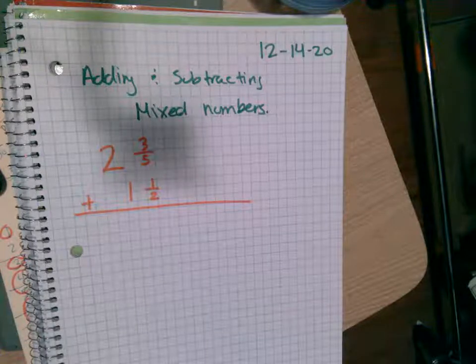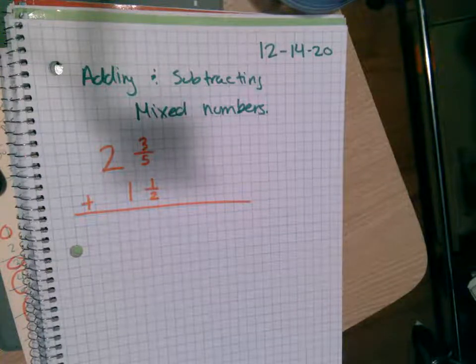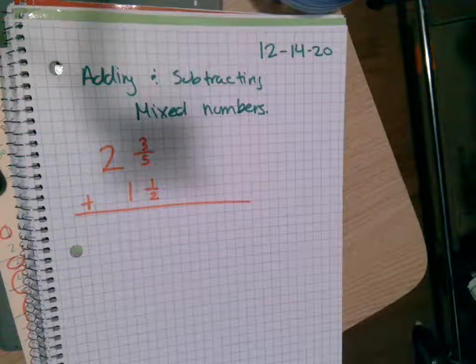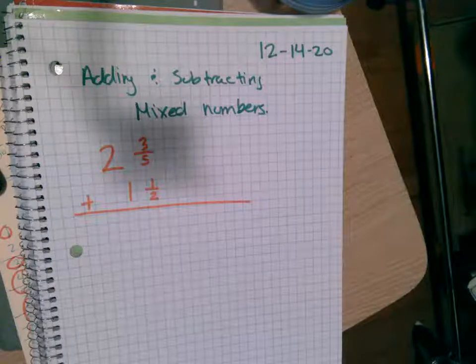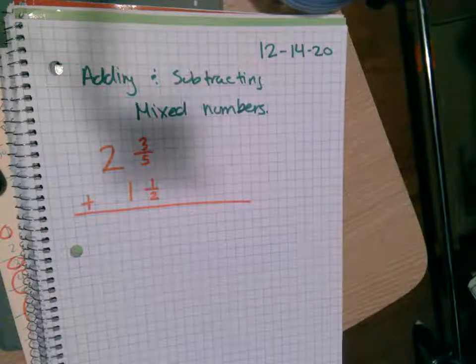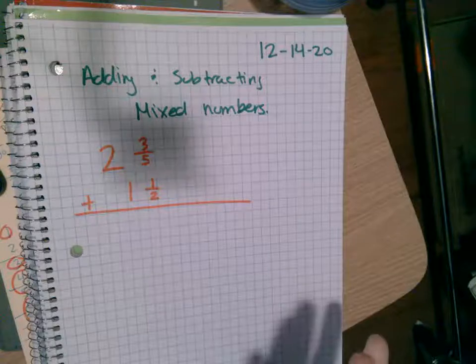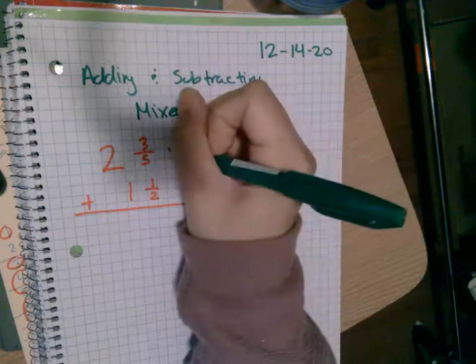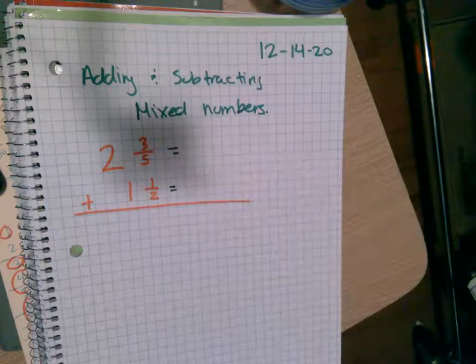So there's two ways to do this. You can find a common denominator right away, or you can make it into an improper fraction. What do you guys want to do first? So there's two ways to do it. I'll show you the common denominator way first. So what's our common denominator?